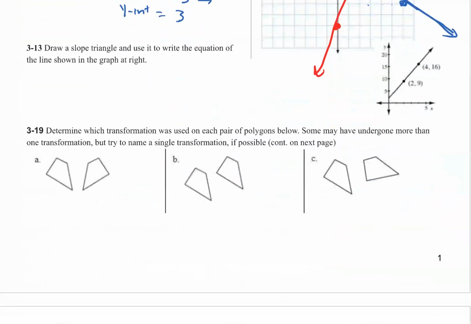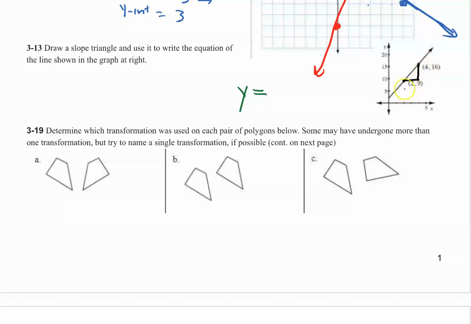3-13, draw a slope triangle. Use it to write the equation of a line shown in the graph at the right. So maybe you can write the equation. I'll help you get started. Let's get the slope. There's no grid lines, so just go ahead and draw a triangle. And you need to figure out the rise and the run.